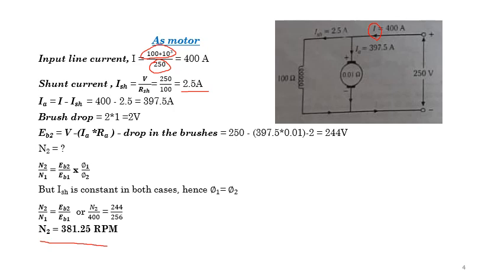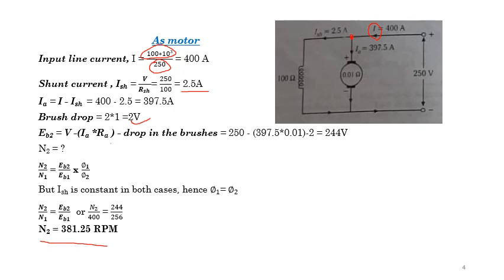you can see here the main current is I. At this node, I is going to divide as shunt current and armature current, therefore I will be equal to ISH plus IA, which means IA will be equal to I minus ISH. Next, brush drop, so total will be 2 volts.